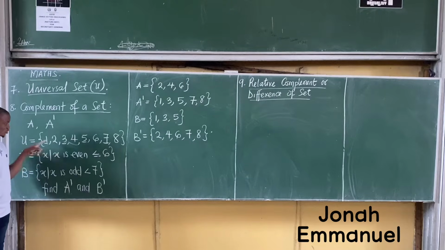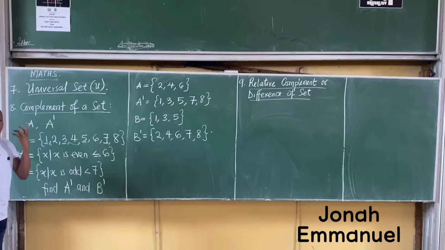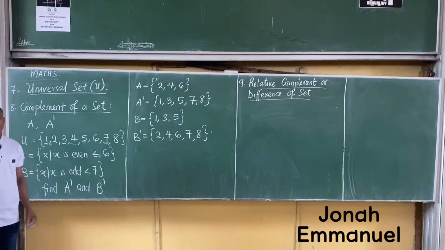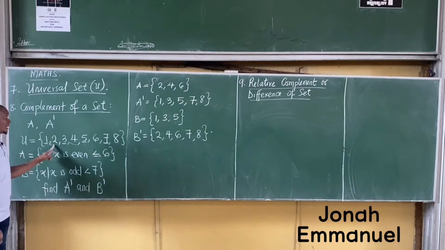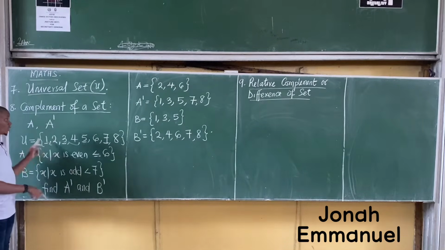So look at the universal set. Look at A. Which element is here but not there? Let me listen. What I'm saying is simple English. You get it? That's it. Elements here but not here. It's clear. There's 1 here. 1 is not there. So put 1 there.